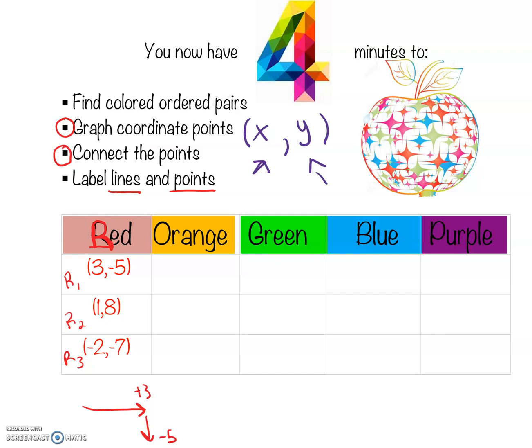Okay, so we need to make sure we label those points, and we're going to graph them, connect each point as we draw it. Draw the first point, graph the second point, connect those points. Draw the third point, connect the second point to the third point, and then make sure you label the points and the line. Okay? Go ahead and take 4 minutes and do that now.